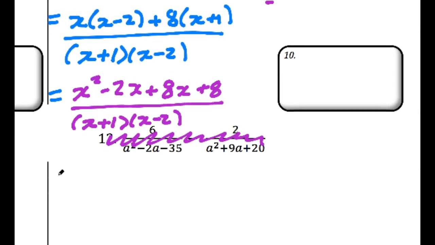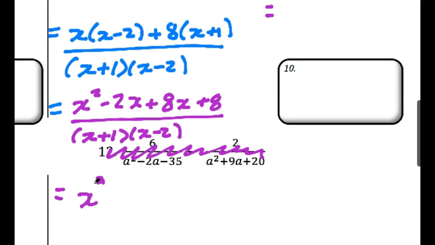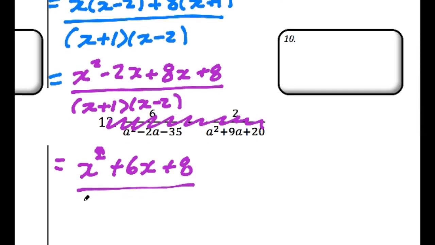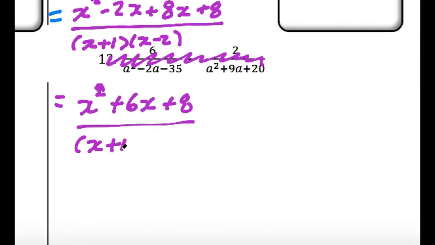And so you have now x squared, negative 2x plus 8x is positive 6x, plus 8 over x plus 1 times x minus 2.